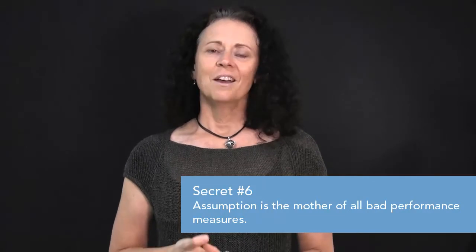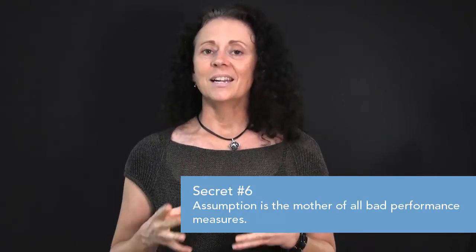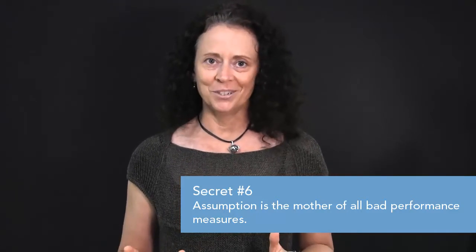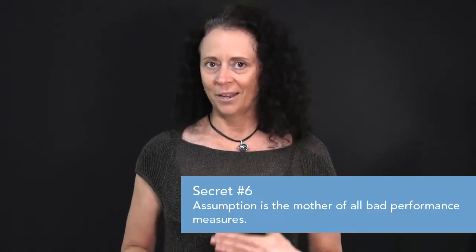Secret number 6 for KPI success is that assumption is the mother of all bad performance measures. We need the discipline to define in detail the implementation steps to bring our measures to life with consistency. Put secret 6 of KPI success into action by looking at a few of your KPIs or measures and check how they're calculated. Are they always calculated consistently? Do people know the right way to calculate them? Do they know the right data to draw on to bring the measures to life?